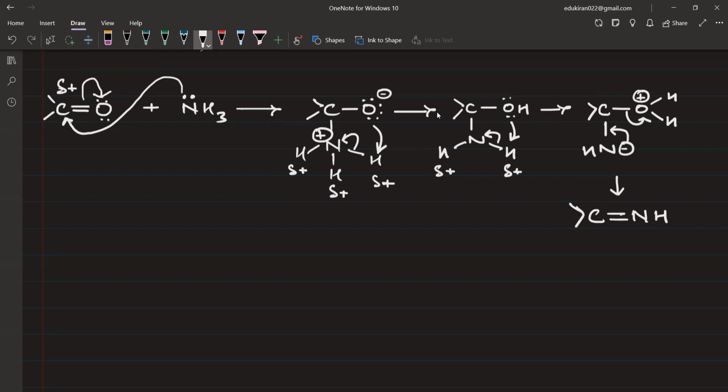Okay, so this complete reaction mechanism is just a sequence of attack of nucleophile on the carbonyl carbon. Then there is one proton transfer, then there is another proton transfer with the elimination of water. So what is removed from here? Water is removed from here.